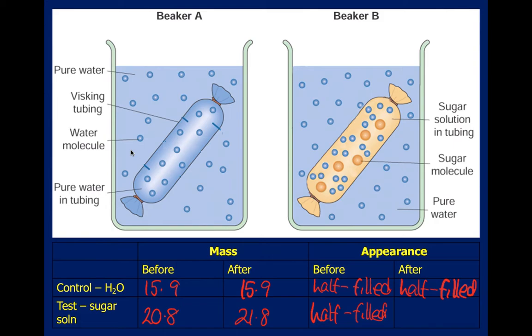But here we use the word increase in turgidity. So essentially what that means is the little bag of visking tubing is now full of water. It's really, really thick and solid, not at all squishy as it would have been beforehand. So I'm just going to take a little step back here.